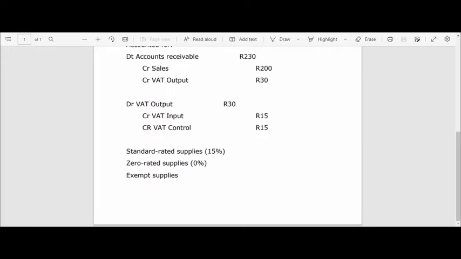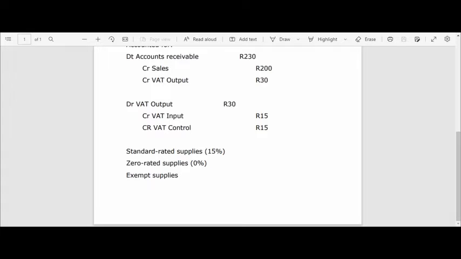So which account are we now going to credit with the inclusive amount? The amount including the value added tax. In other words, the total consideration. Which account are we going to credit? Accounts payable. Thank you, Sibusiso. Thank you, Keegan. Thank you, Tina.